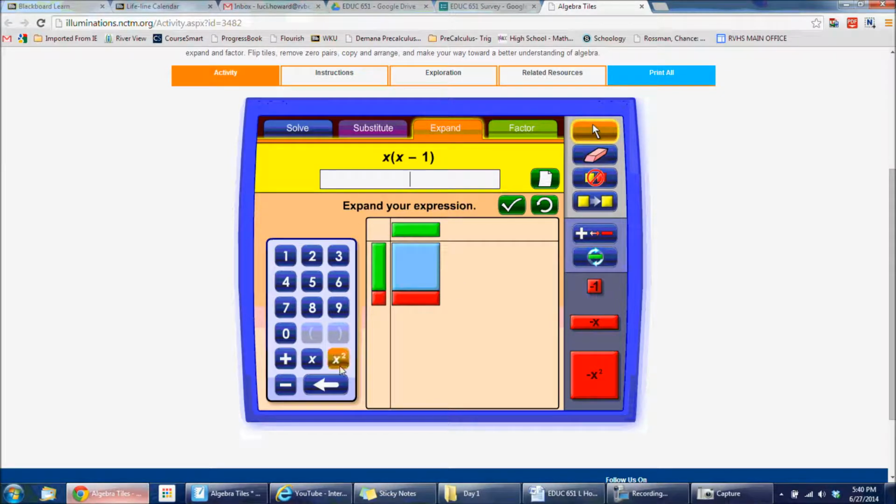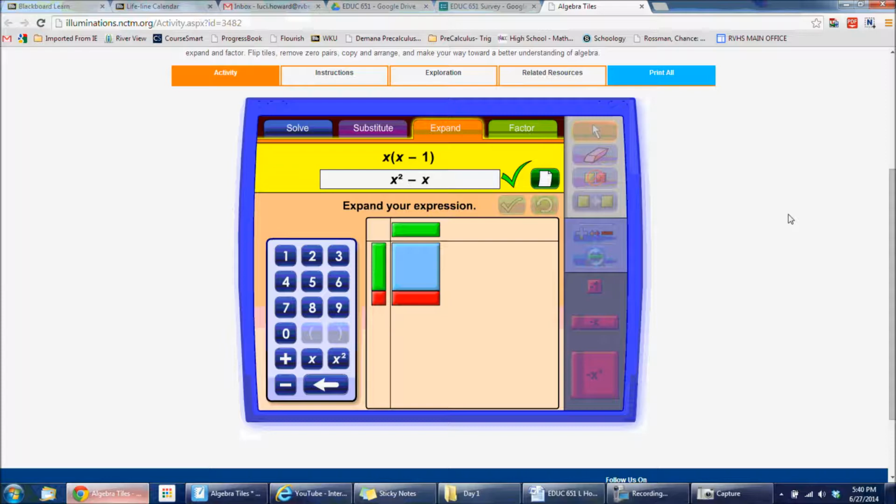So I'm going to have an x squared minus an x. And I can check it just like I could before. I would say that solve is your basic level, and this expand is definitely something higher level. If students can't solve, then they probably are going to have trouble expanding.